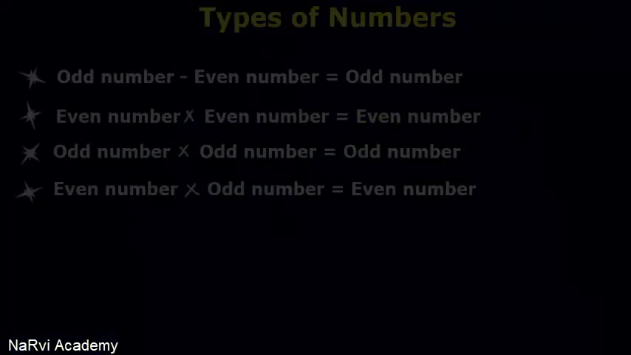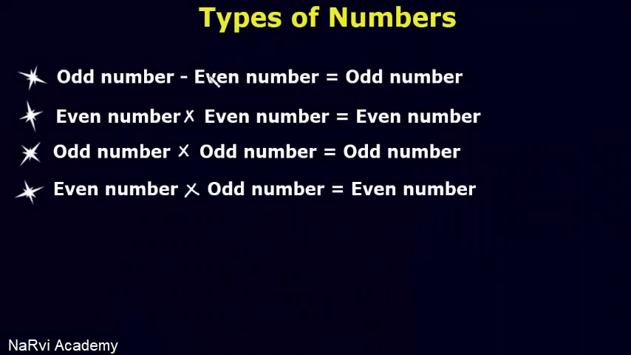Let's move on. If we subtract one even number from an odd number, we will always get one odd number. For example, 9 minus 4 equal to 5. Here 9 is an odd number, 4 is an even number, and the answer we got here, 5, is an odd number. If we multiply one even number with another even number, we will always get an even number.